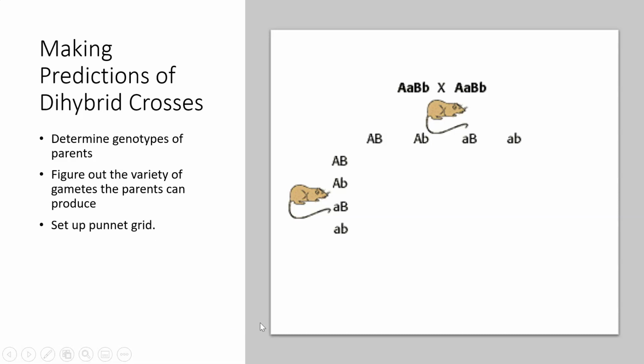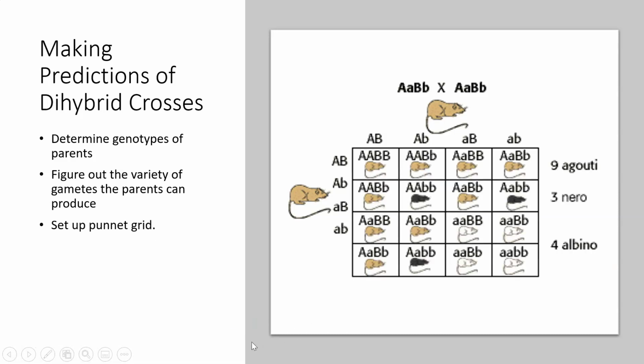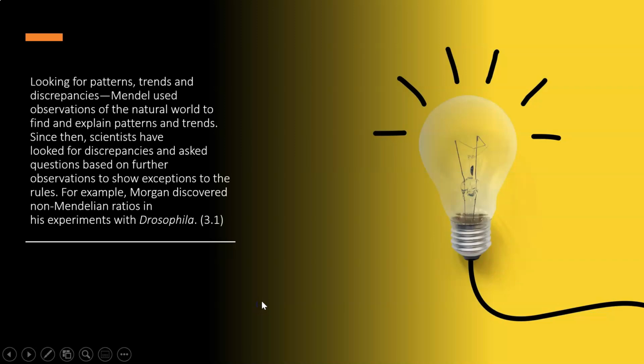You then need to set up your Punnett grid, and then you need to work through and determine your genotype ratios and your phenotype ratios. Okay, so Mendel did a lot of work with his pea plants. Okay, and he got a lot of information.